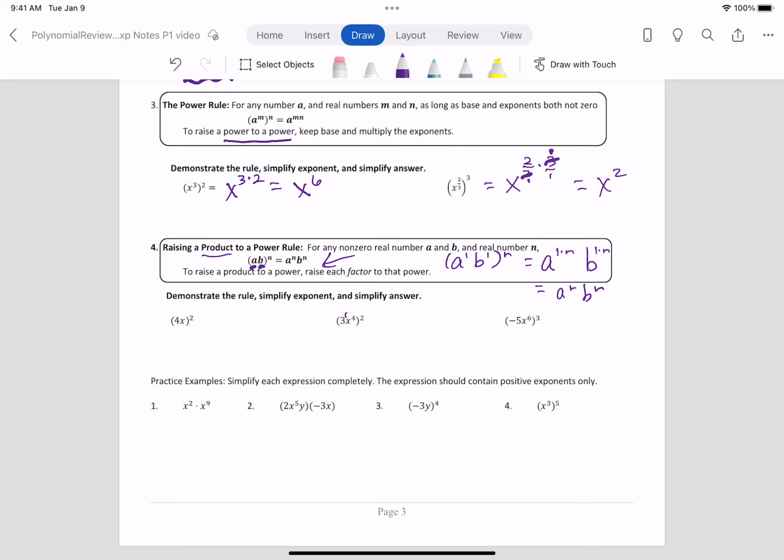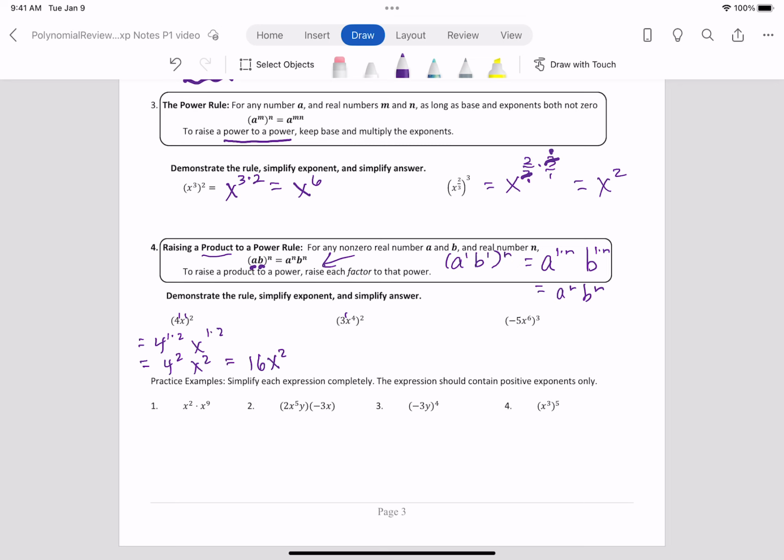So if we look at this first example, remember the 4 is to the first power, and so is the x. So this is going to be 4 to the 1 times 2, x to the 1 times 2. So that gives me 4 squared, x squared. You can leave it like that. If you want to simplify it and tell me that that's 16x squared, you can. Either of those two answers will be perfectly acceptable.